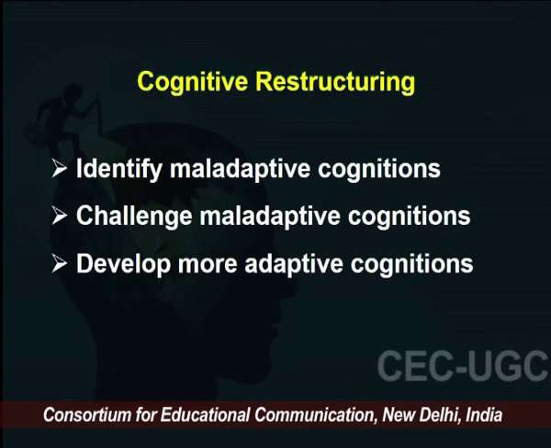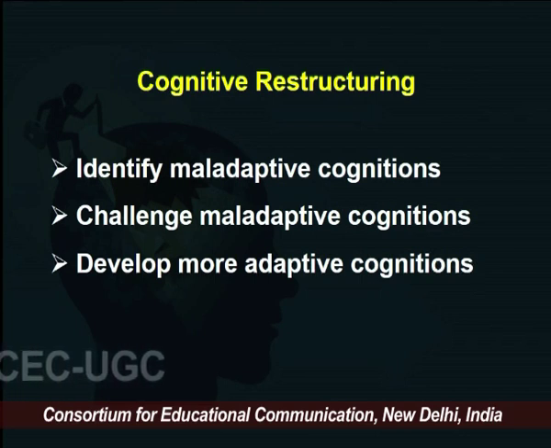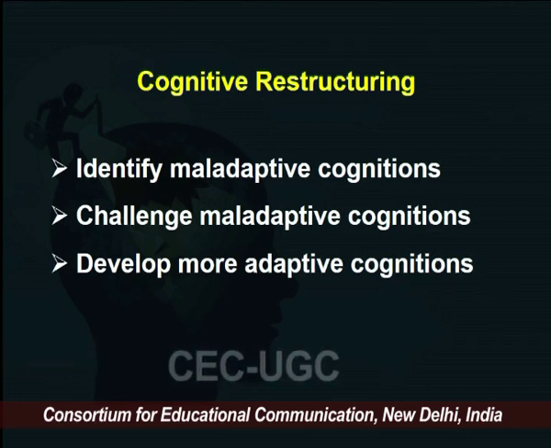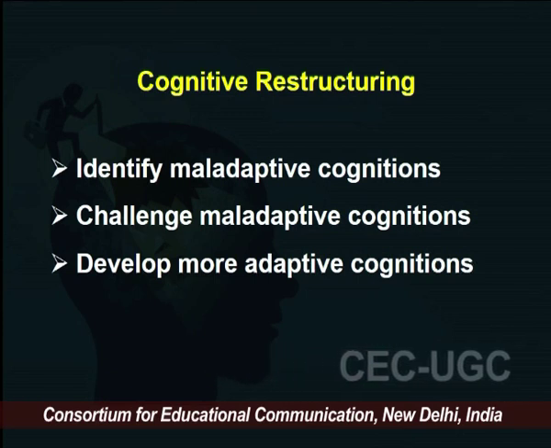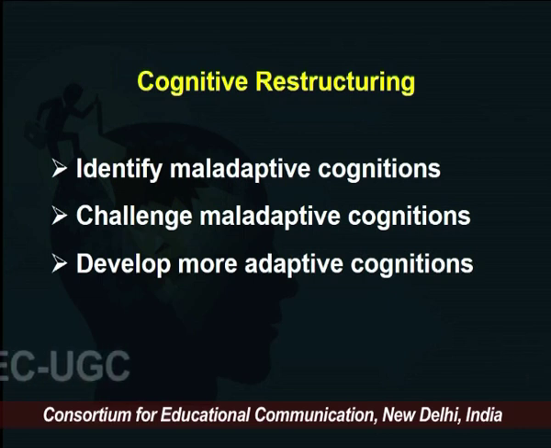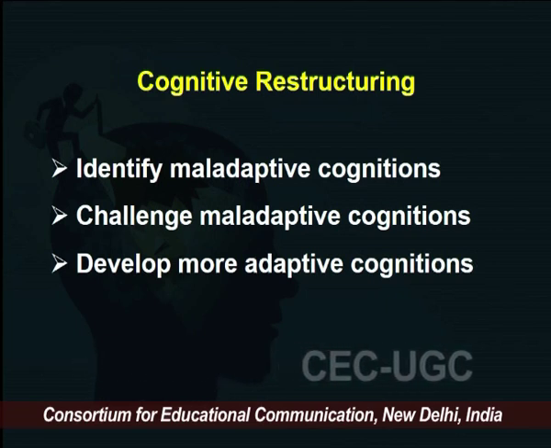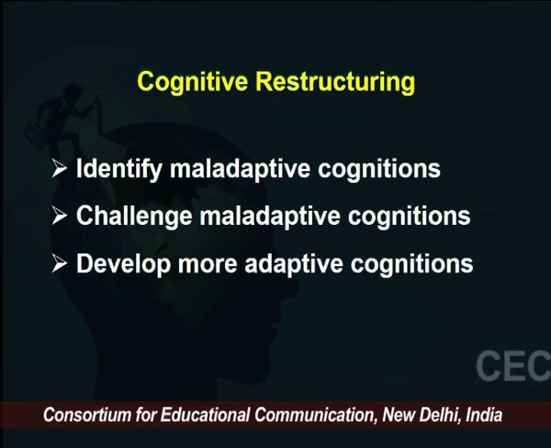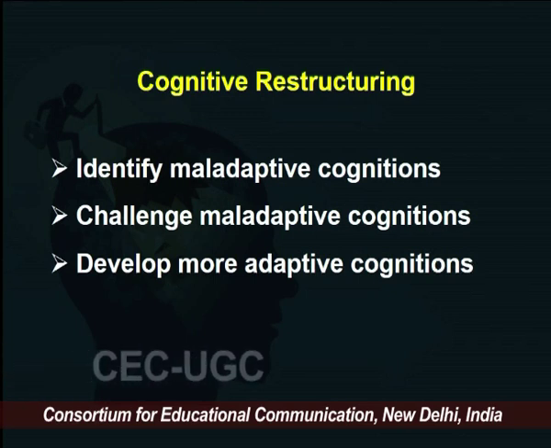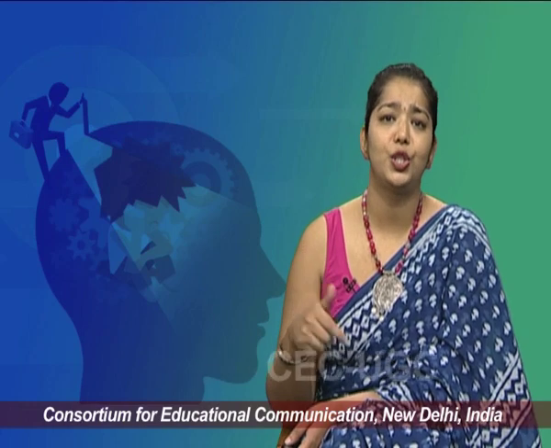Going back to cognitive restructuring, in cognitive restructuring, we are identifying maladaptive cognitive patterns or thought distortions, as we call it, which is an error in the thought process. We challenge those maladaptive cognitions. By maladaptive here we mean that they are not adapted, they are not helping us in that process. And third, we develop a more adaptive cognition. So identify, challenge and develop a more adaptive cognition.